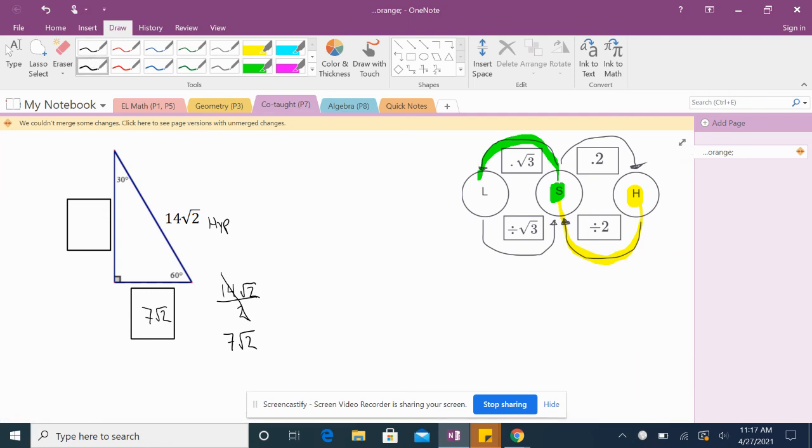I have to multiply by the square root of 3 to get the long side. So 7 square root 2 times the square root of 3.